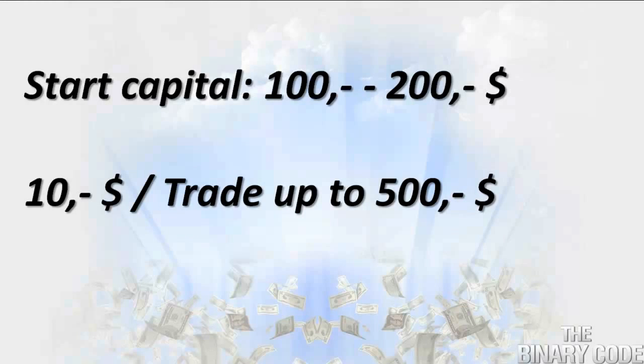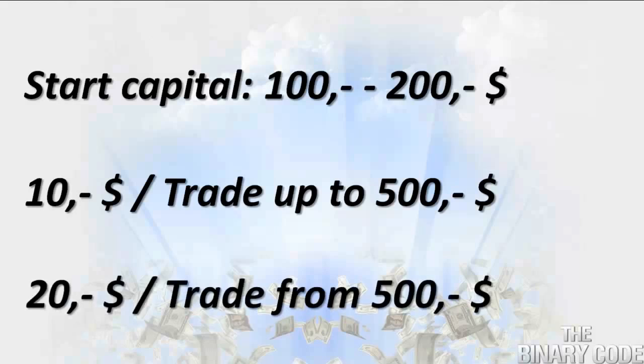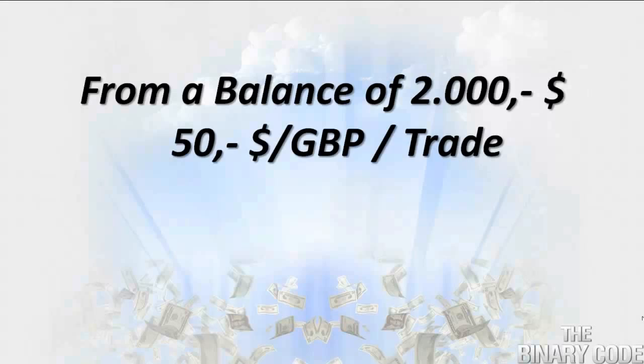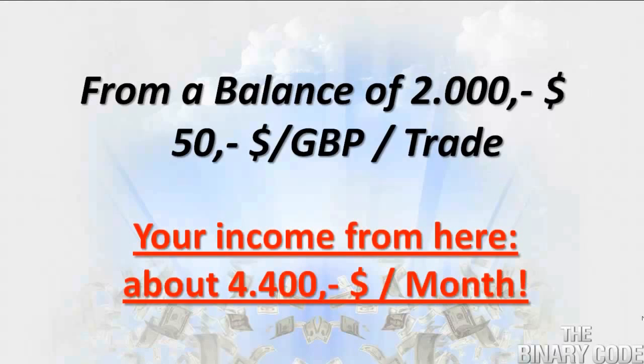Start with $100 to $200. Take action with a $10 trade until you have a total of about $500 to $800 on the account, and then increase the amount to $20 per trade. When you have $1,200 on the trading account, you can trade with $30 to $40 per trade. From $2,000, you can put $50 per trade, and you can earn quite easily $4,400 per month by placing just 5 trades.